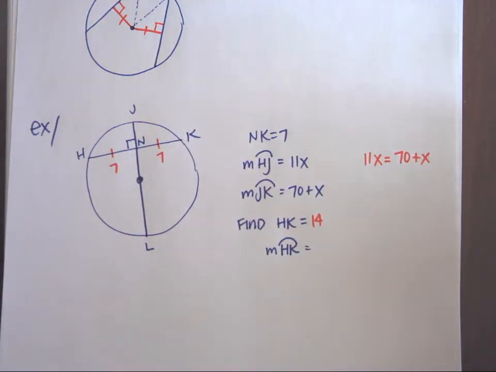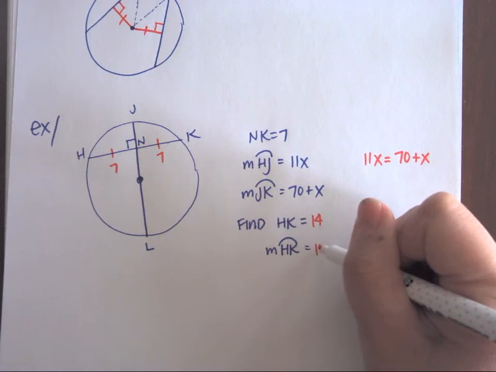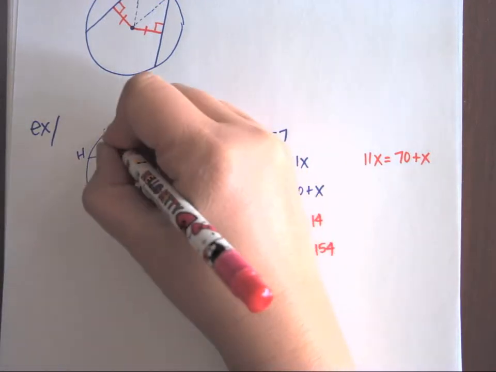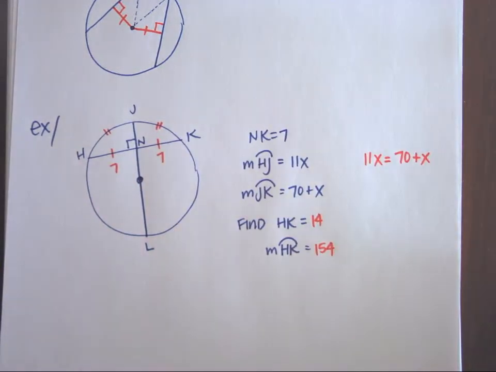So that actually didn't require that equation. The equation is for the arcs, and when you plug everything back in, you get 154. Keep in mind this is congruent to that.